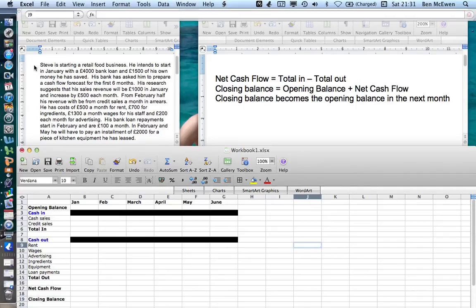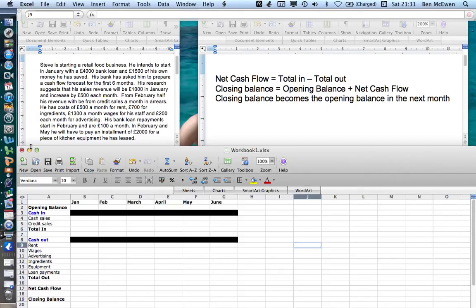He has costs of £500 a month for rent, £700 for ingredients, £1,300 a month for wages, and £200 a month for advertising. His bank loan repayments start in February and are £100 a month. In February and May, he will have to pay an instalment of £2,000 for a piece of kitchen equipment he has leased.